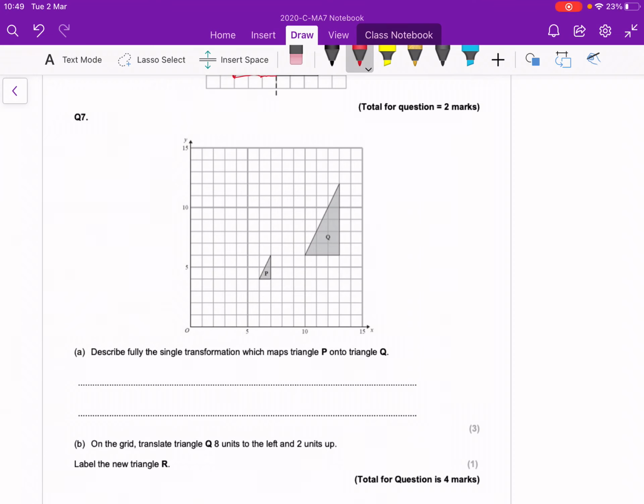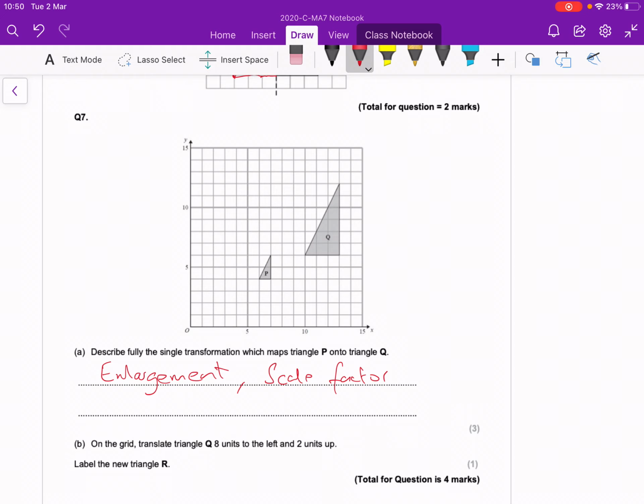Okay, final question. Question number 7. Describe fully the single transformation which maps P onto Q. So P gets bigger to become Q. That is called an enlargement. How many times it gets bigger is known as the scale factor.